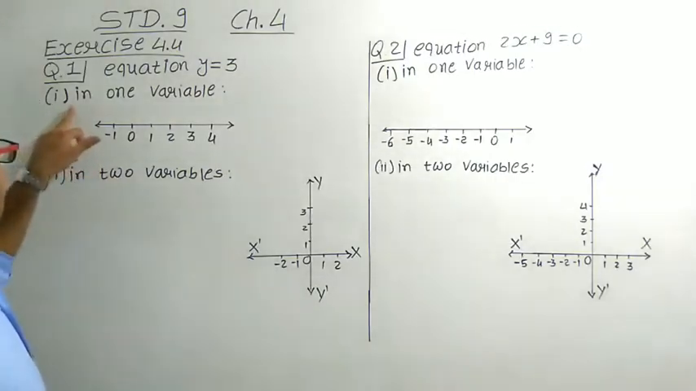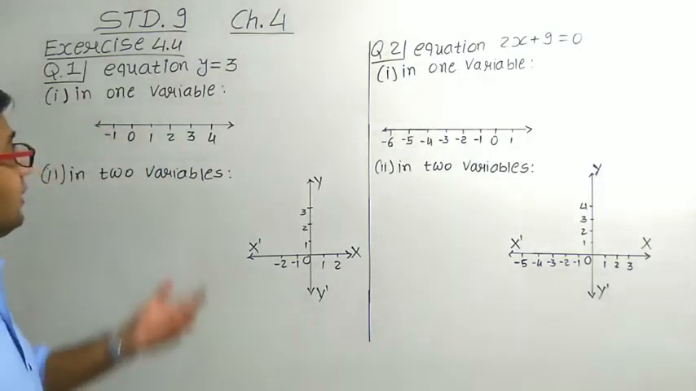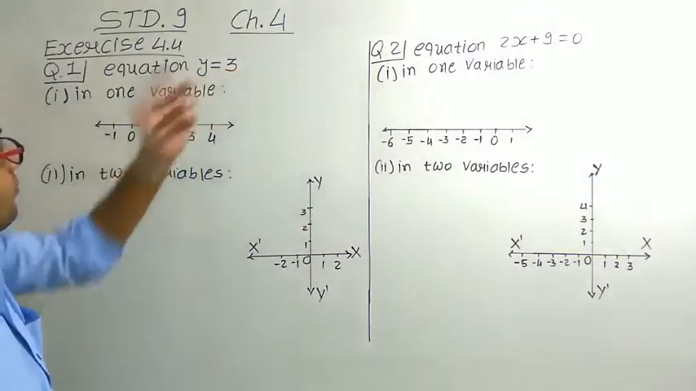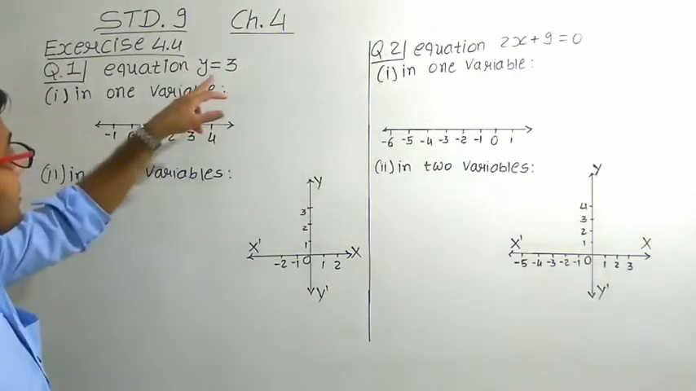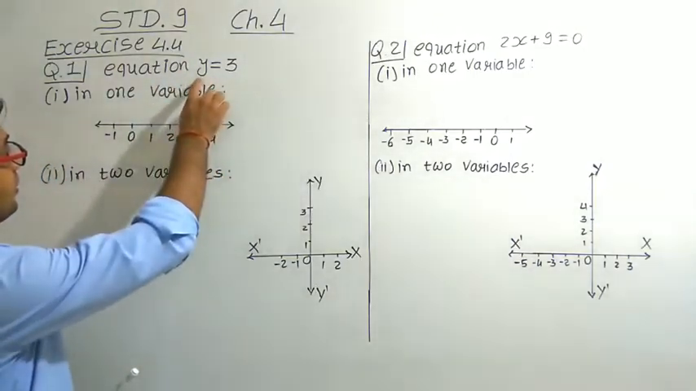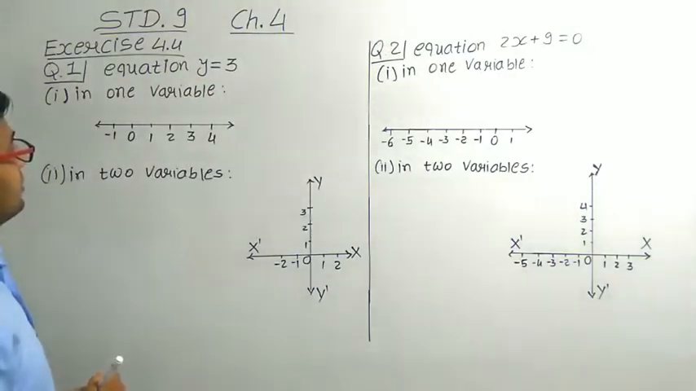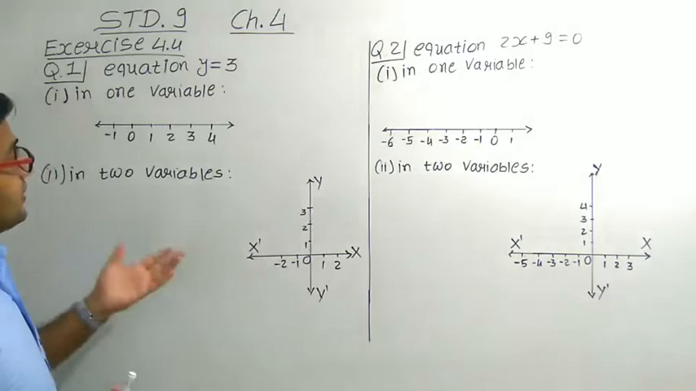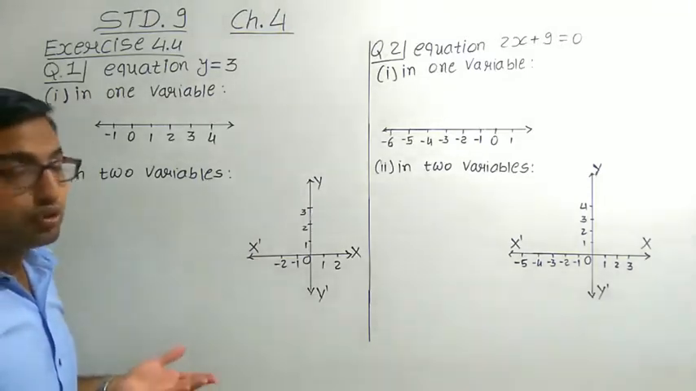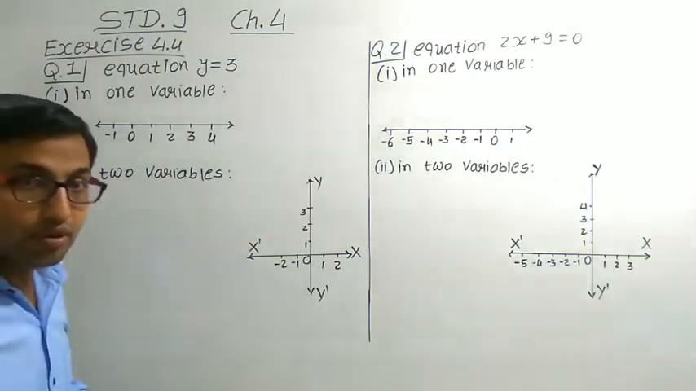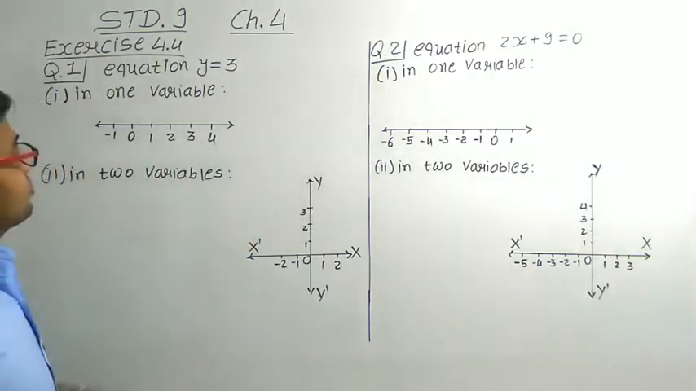First is in one variable. Here we can see that this linear equation has only one variable, because y is the only variable. So what can we take as a solution of this linear equation? What is the value of y that we can put to find the solution? y equals 3 is itself the solution. If we take y equals 3, then the left hand side and right hand side will be equal. So y equals 3 is the solution of this linear equation.